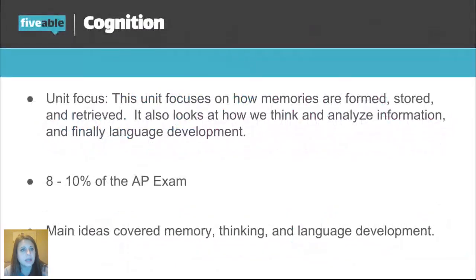Like I was saying, the cognition unit is all about memories and thinking and language, and all of those things that basically go into cognition, which is thinking. And it is 8 to 10% of the AP exam, so when we have big units like that, I do like to slow them down a little bit just to make sure we're covering all of the points.